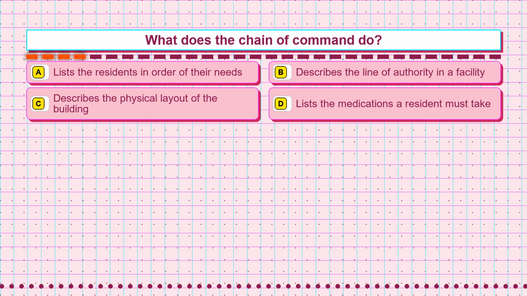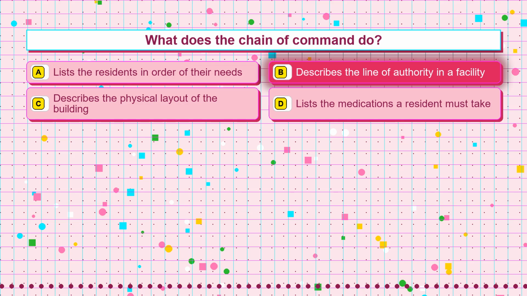Question 47. What does the chain of command do? Option A lists the residents in order of their needs. Option B describes the line of authority in a facility. Option C describes the physical layout of the building. Option D lists the medications a resident must take.